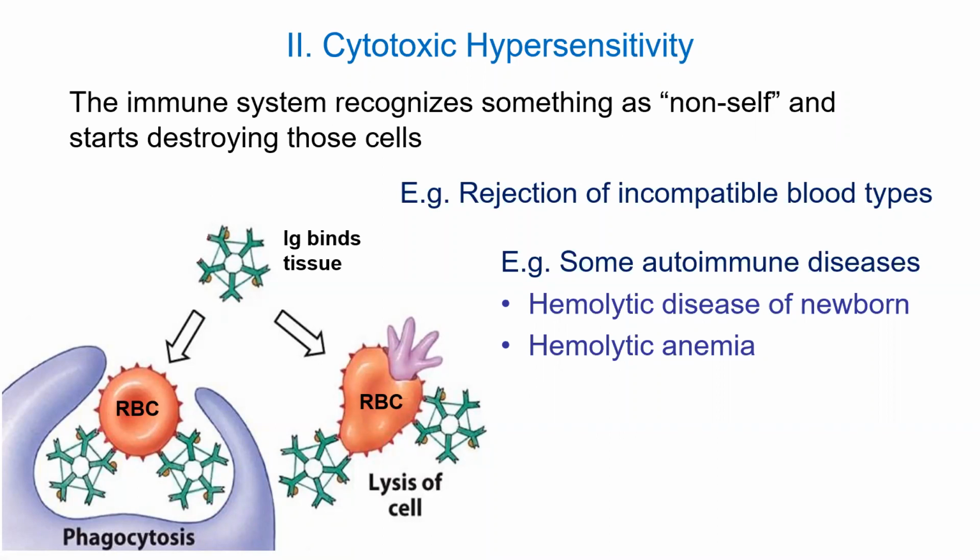So type 2 is cytotoxic hypersensitivity, and this is basically where the immune system is recognizing something as this is not me. Examples are if you get a blood transfusion and it's the wrong type, that's very bad. The immune system will go crazy, and that can lead to death. Also, hemolytic disease of the newborn falls into that category. That's where the fetus has a different blood type than the parent and can lead to some issues in some pregnancy cases.